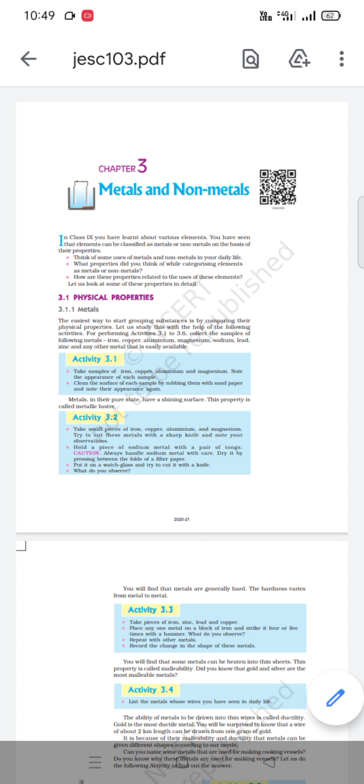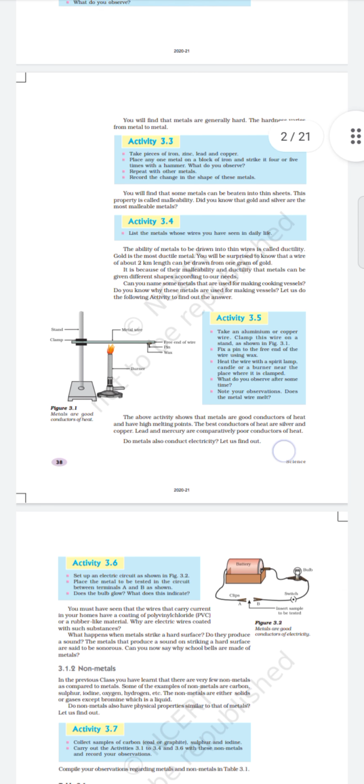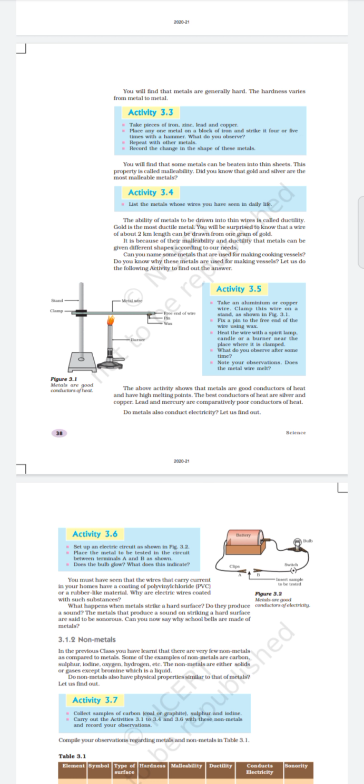This is your textbook PDF, as I've shown you in the previous class also. This is the PDF where we have chapter 3, metals and non-metals, and the physical properties. On the first page we have the physical properties along with the activities I explained in the last class. On the second page also we have the physical properties, that they are good conductors. We have certain activities which describe whether a material is a good conductor or a bad conductor.